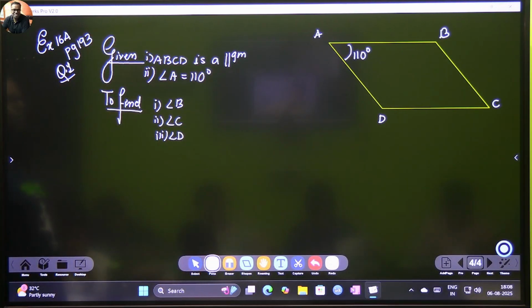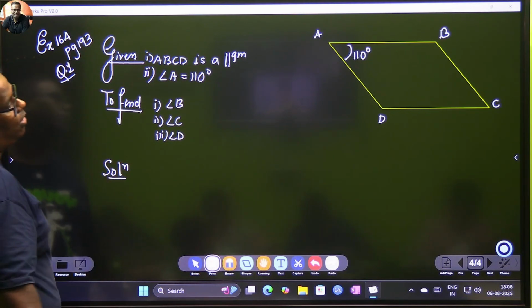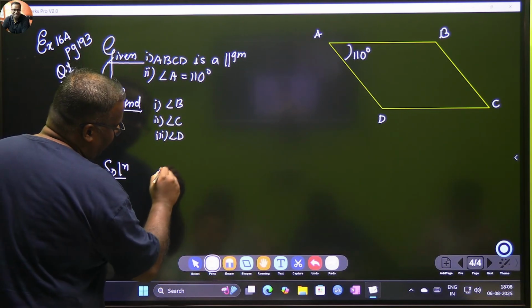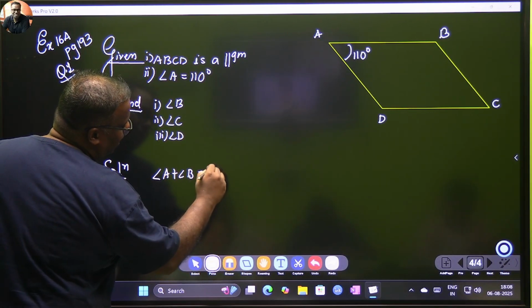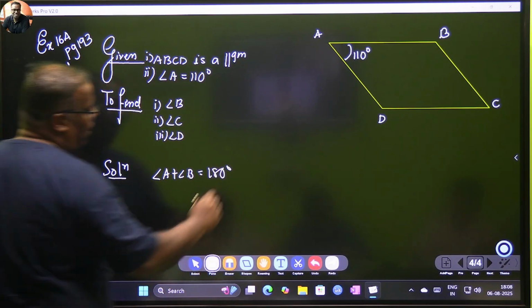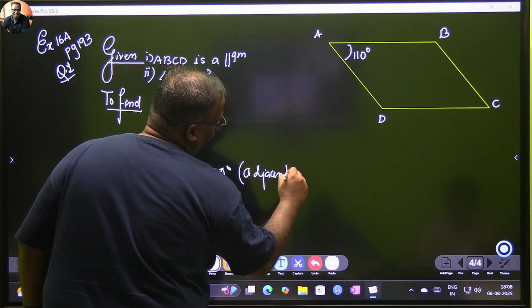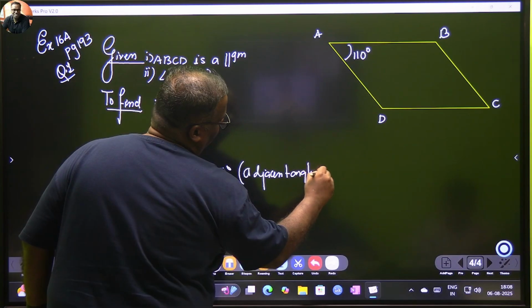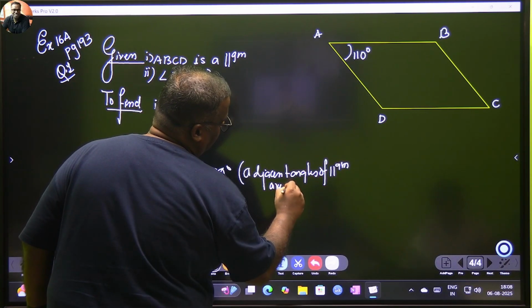Understood? Now, Thalus theorem. What is the theorem? Angle A plus angle B should be equal to how much? 180 degrees. Why? Adjacent angles of a parallelogram are supplementary.